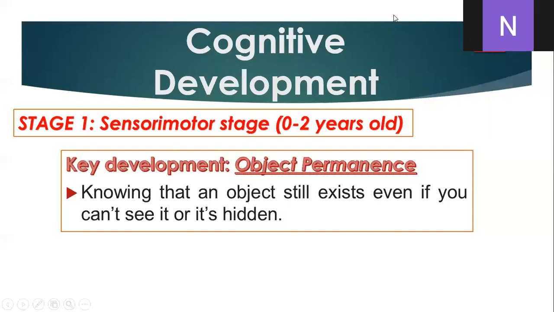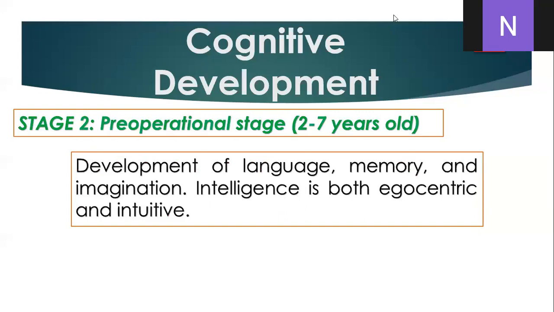And then, after ana, we have pre-operational stage, 2 to 7 years old. Okay, when we say 2 to 7 years old, mga kinder, grade 1. Yung na toddlers, preschoolers, ana. So, in pre-operational stage, the development of language, memory, and imagination, so muna sa dere, intelligence is both egocentric and intuitive. Okay, so kung sa dya, intelligence is egocentric, it means about myself, kung unsay ako, dapat mao si dya, the world follow me, or the world needs to follow me.